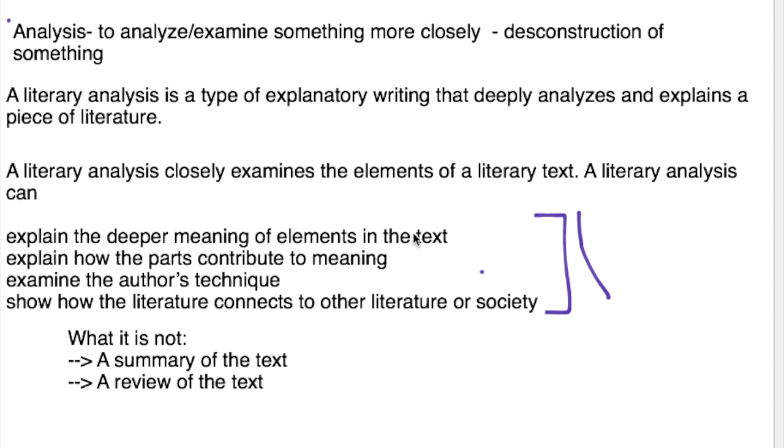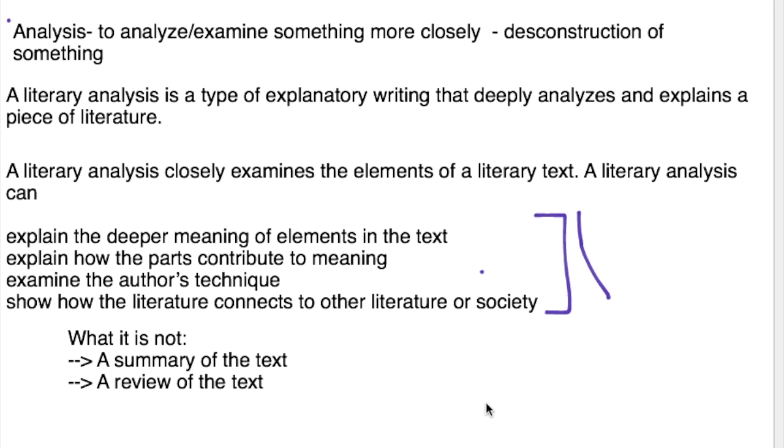In a literary analysis, which is a type of explanatory writing that deeply analyzes and explains a piece of literature, there are a few different elements that are included in that. So a literary analysis closely examines the elements of a literary text. It can explain the deeper meaning of the elements in the text. It can explain how the parts contribute to the meaning. It can examine the author's technique, and it can show how the literature connects to other literature or to society. So those are the four main elements of literary analysis.